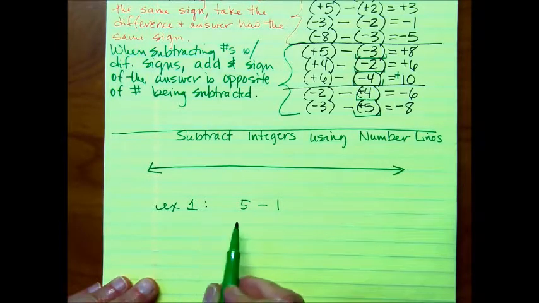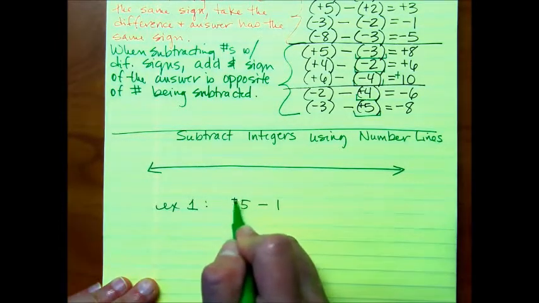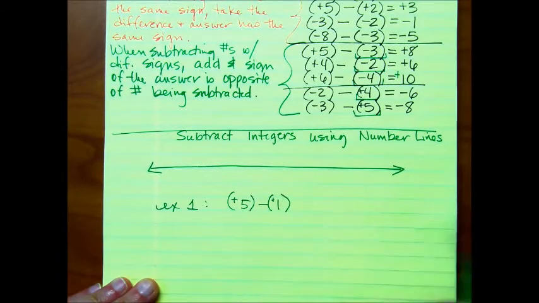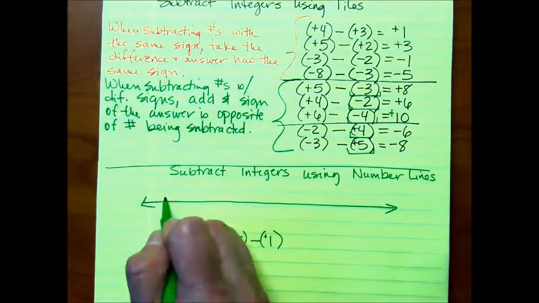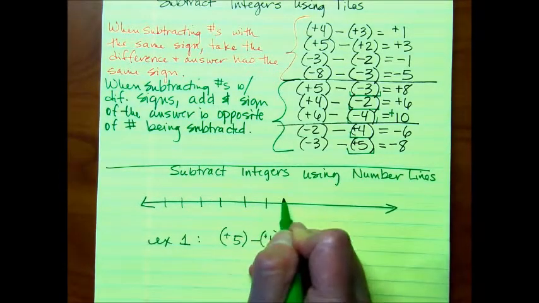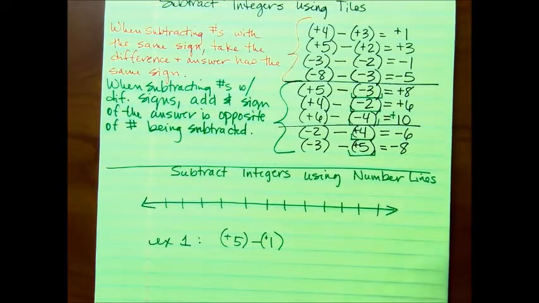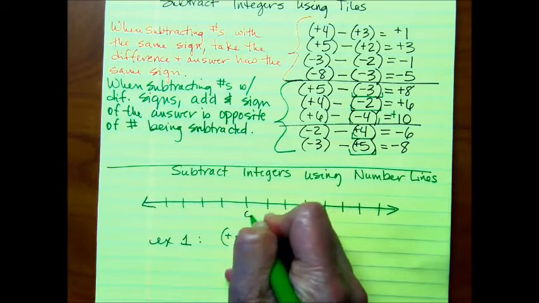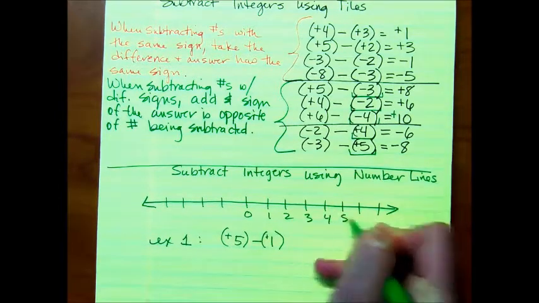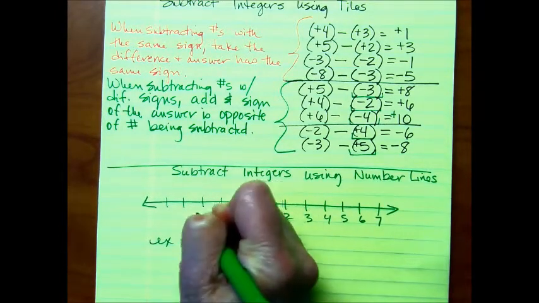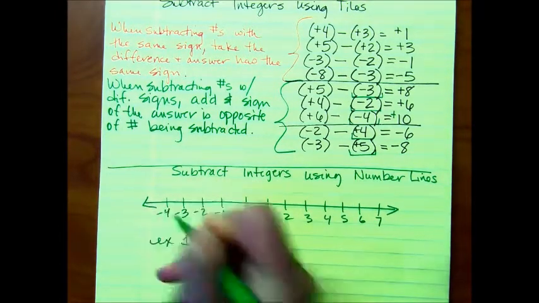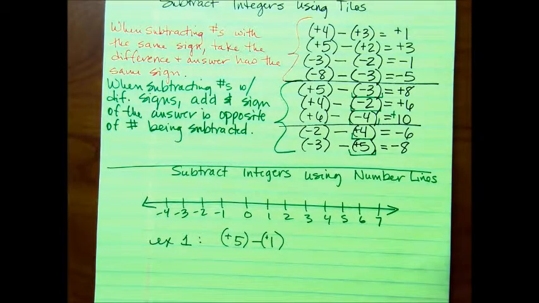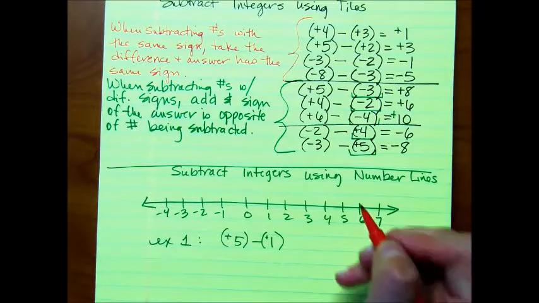I'm going to give you some examples. In this case, we have a positive 5 minus a positive 1. And I'll go ahead and put some tick marks here on this number line, and then we'll go ahead and mark it. So let's say we have, let's see, this is 0, 1, 2, 3, 5, 6, 7. We'll do some negatives in here. Okay, so I have a range of numbers on my number line representing integers. Okay, so first what we're going to do is identify where the 5 is.